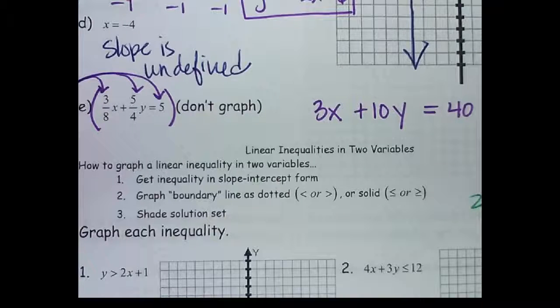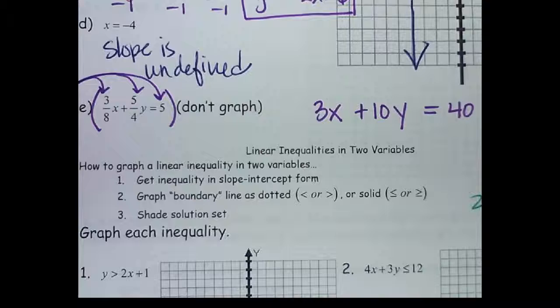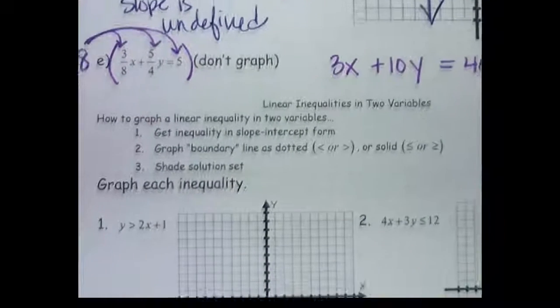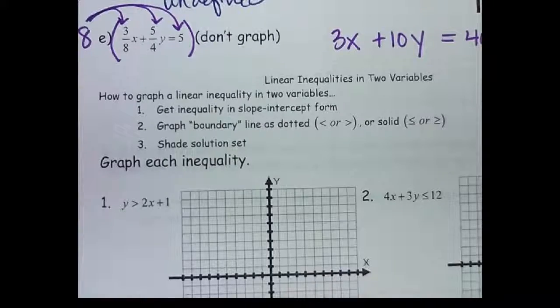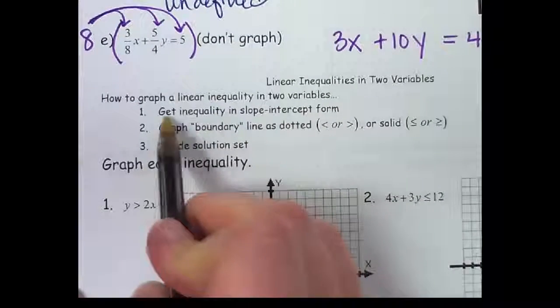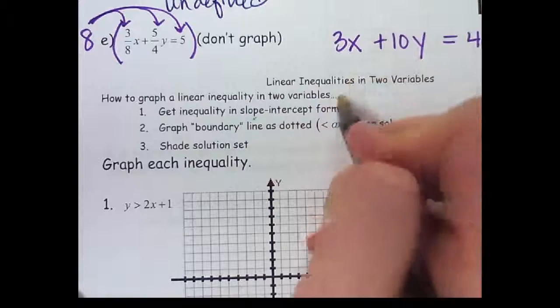Okay. So then the last thing is inequalities. I think it's the last thing. Yes, the last thing is inequalities. So basically the same as graphing a line, you just have extra stuff added to it. We first want to make sure that our inequality is in slope-intercept form.